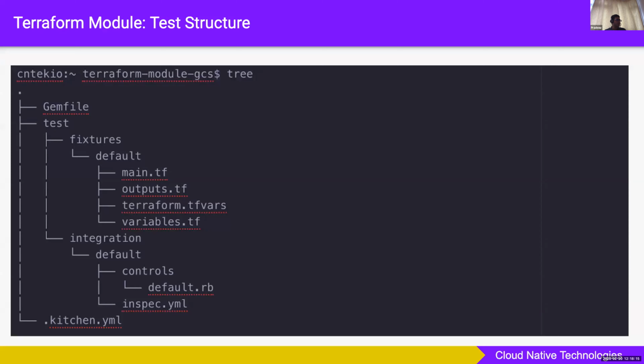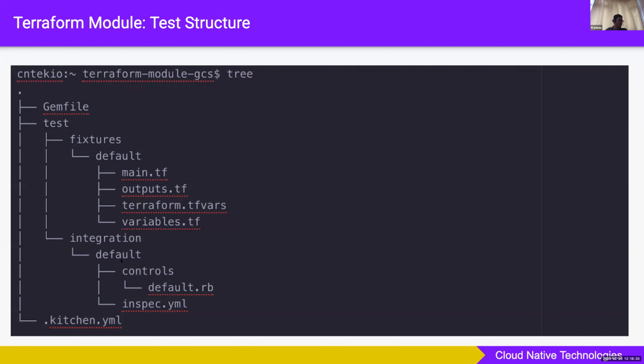So this is how the structure looks when you have tests. For testing, we'll have another folder called test, in which we'll have fixtures and integration. Fixtures is Terraform code, which calls the module, and integration is a different set of tests.